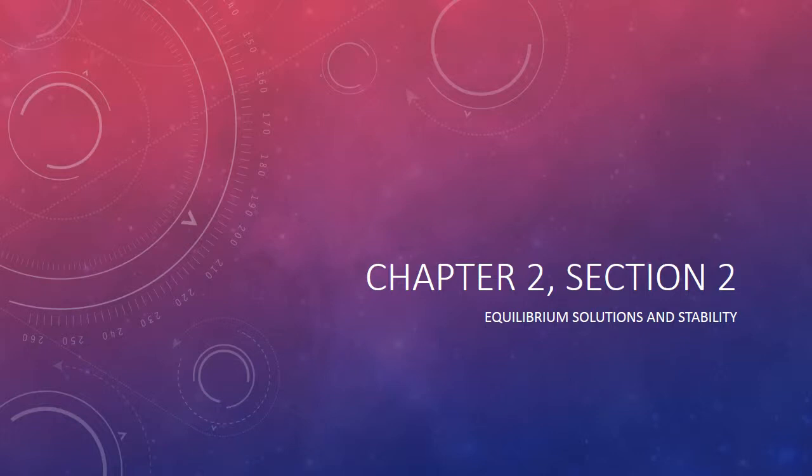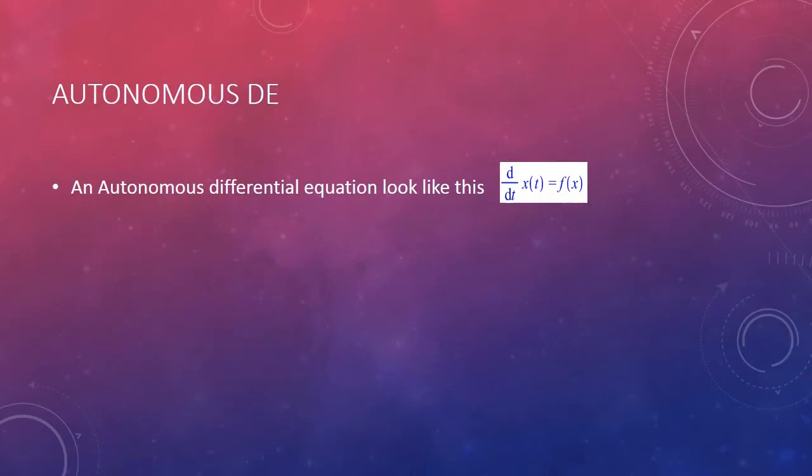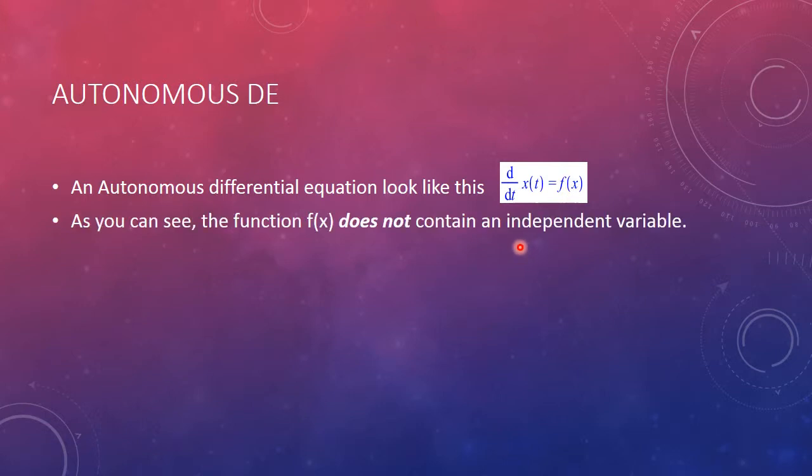Alright, welcome back for Chapter 2, Section 2. We are going to talk about equilibrium solutions and stability. So today, we're going to investigate a type of differential equation called an autonomous differential equation. And they basically look like this. You've got your first derivative equal to some function of x. And you'll notice that that function of x does not contain the independent variable.